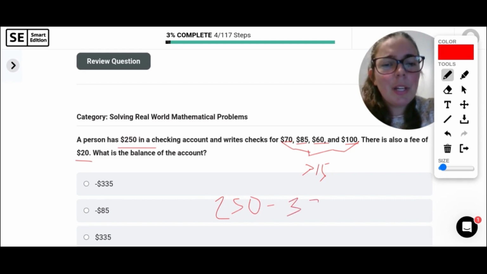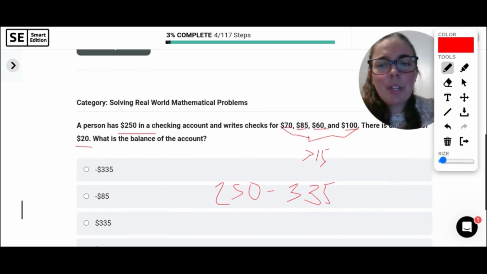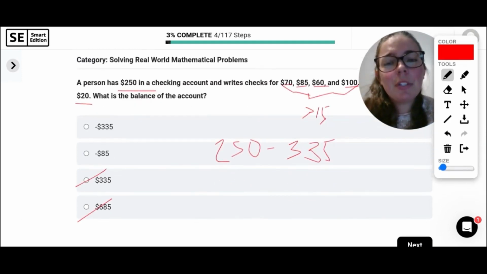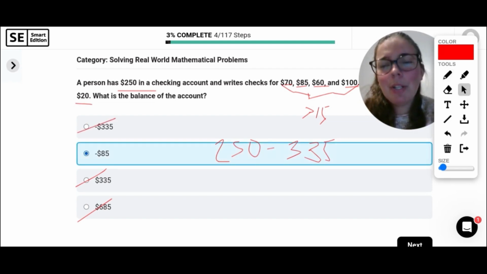So here, if you think about this, our answer should be negative. This person is going to have a negative balance because they're spending more than they have. So that actually allows me to get rid of a couple options. And then the difference between 250 and 335 is 85, so you would have negative 85. But if integers are not your favorite, of the two options, 250 minus 335 definitely wouldn't be negative 335. So this is the only reasonable answer anyway.